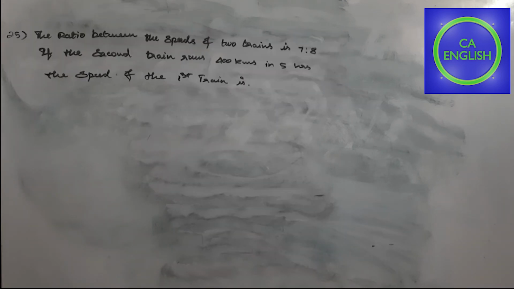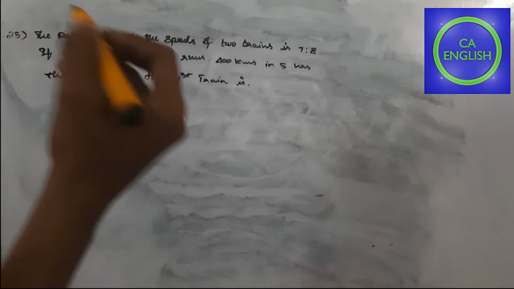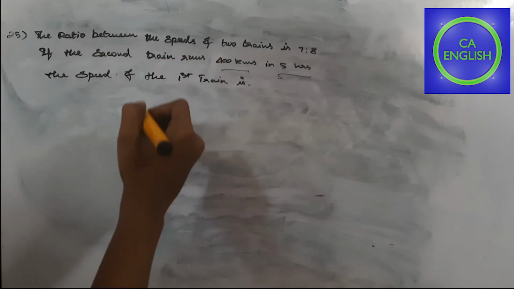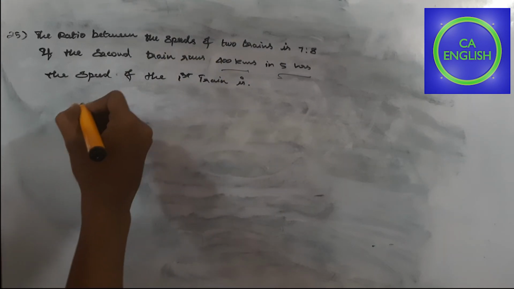The next sum is, the ratio between the speed of two trains is 7 is to 8. If the second train runs 400 kilometers in 5 hours, the speed of the first train is, they are asking to find what is the speed of the first train, but they have not given the speed of the second train itself. First we want to find the speed of the second train. There is a clue in the sum, that is 400 kilometers and 5 hours, that is about the second train. We can find it with the speed.